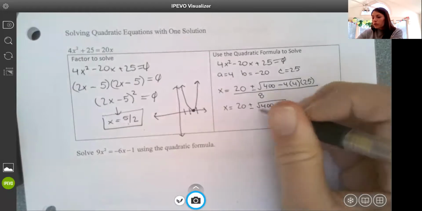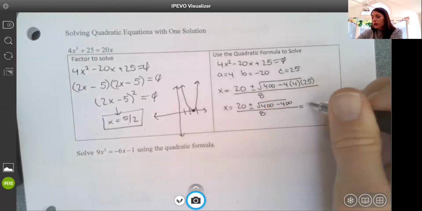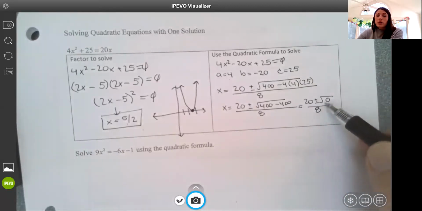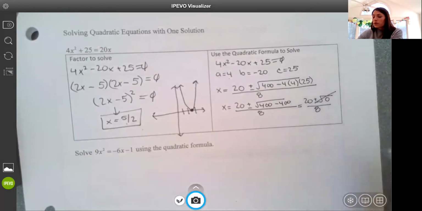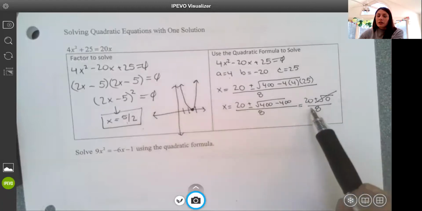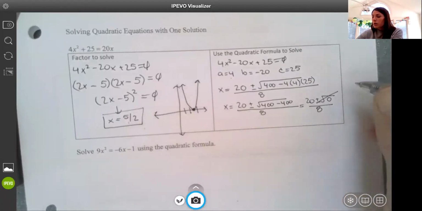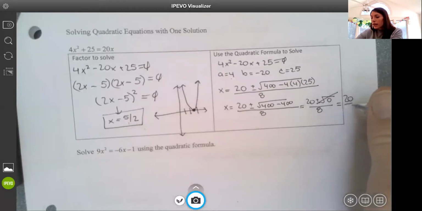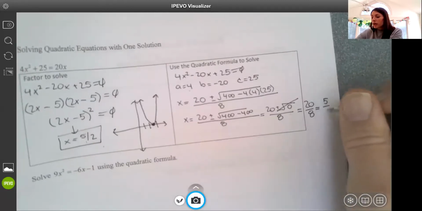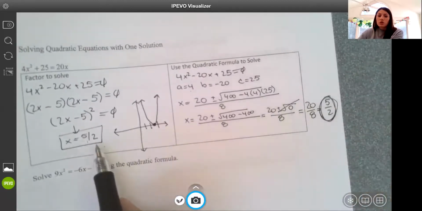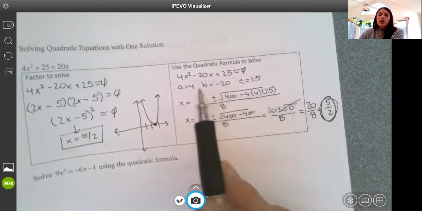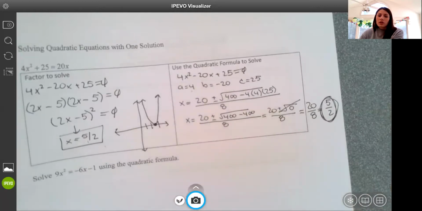So I get 400 minus 400 underneath my square root, or the square root of 0, which really just means I have 0 here. I'm not going to add or subtract anything. So when I have a single solution, instead of splitting it at the end and doing 20 plus a number, 20 minus a number, my solution is just 20/8 here, which we're going to reduce by dividing both by 4, giving me 5/2, which is the same solution I have over here. Okay, so that's what it looks like if we're doing the quadratic formula and we only have a single solution in the end.